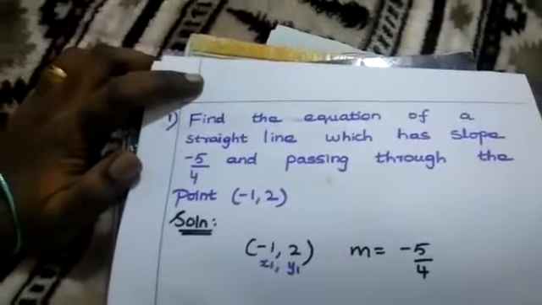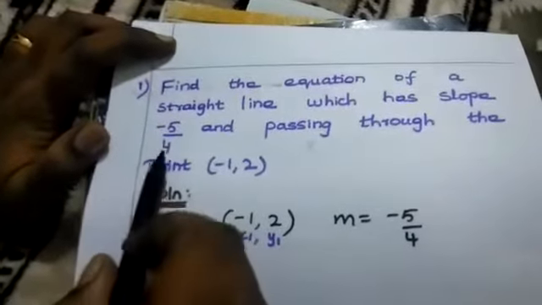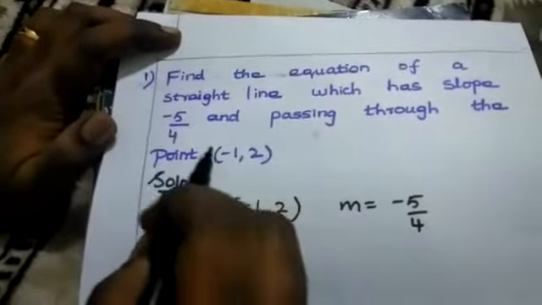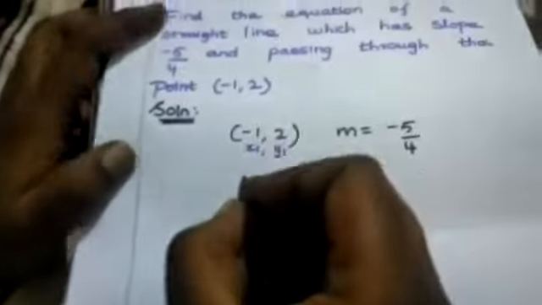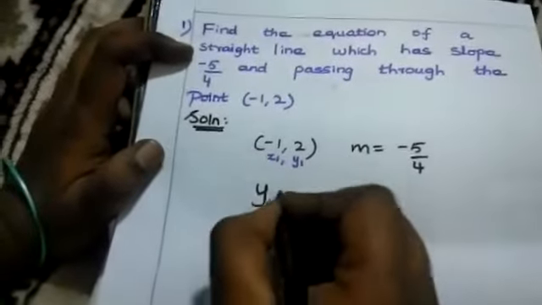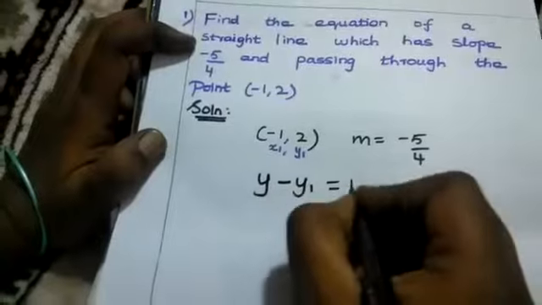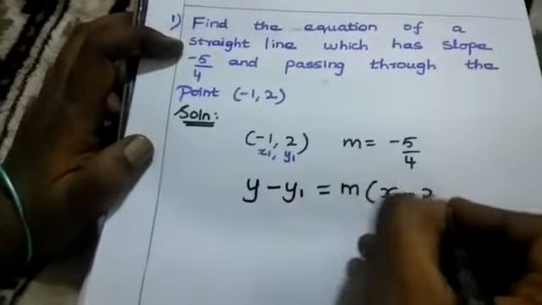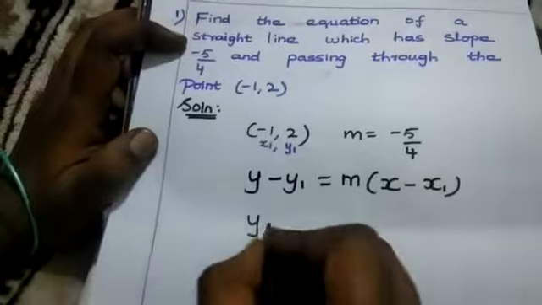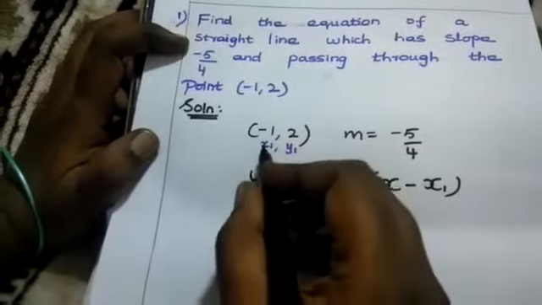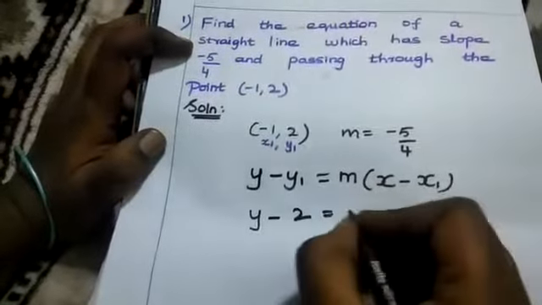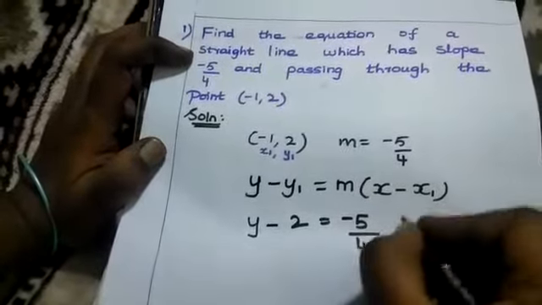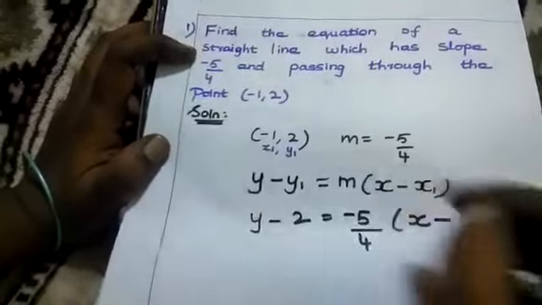Find the equation of a straight line which has a slope and is passing through the point. Here one slope and a point are given. Whenever one point and a slope are given, we need to use the formula for finding the equation of a straight line: y minus y1 is equal to m into x minus x1. So here y minus, here y1 is 2. This is x1 and this is y1. Here our y1 is 2 and m is minus 5 by 4 and x minus x1 is minus 1.